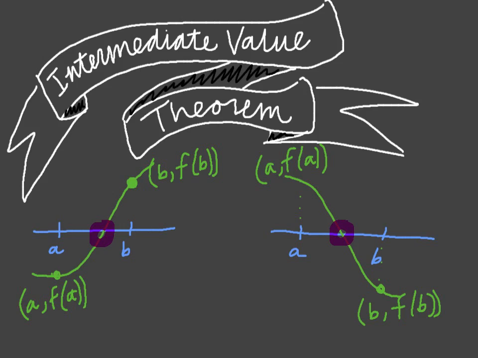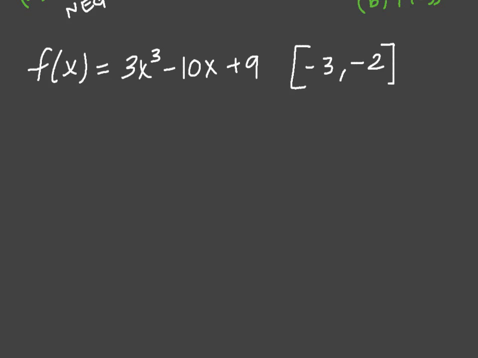It doesn't matter which is positive and which is negative, but one has to be positive and one has to be negative. So in this first case, f of A was negative and f of B was positive. It was above the x-axis. And in this second example, f of A was positive and f of B was negative. So it doesn't matter which is positive and which is negative as long as they're opposite signs. Okay, so this first example in the notes says to use intermediate value theorem to show that the polynomial function f of x equals 3x cubed minus 10x plus 9 has a 0 on the given interval.